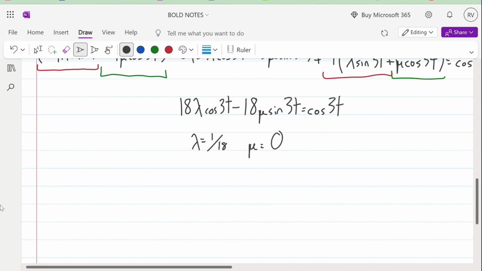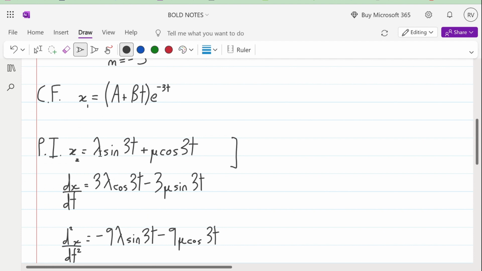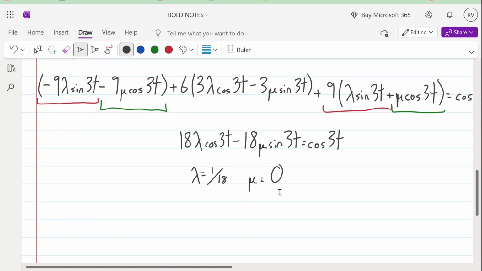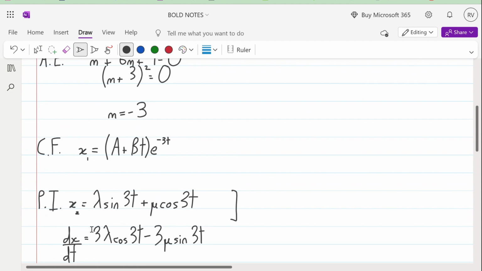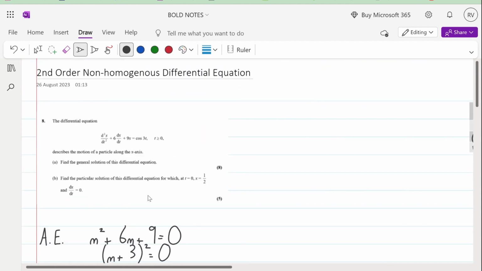So does that mean our particular integral was wrong at the start? No. Essentially, we just accounted for the fact that there may be a cosine and a sine by having the lambda sine plus mu cosine. There is absolutely no issue if the mu ends up as 0, which it has in this example. It'll just mean our particular integral is a bit more simple than we first thought.